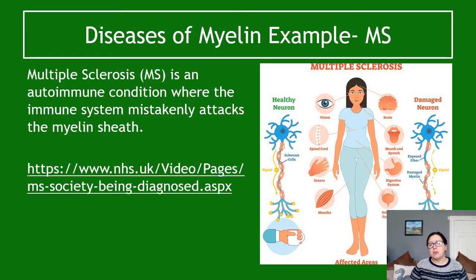An example of a disease that affects the myelin sheath, this is a little bit extra, is multiple sclerosis. Now this is an autoimmune condition, and we'll look at autoimmune conditions when we look at the immune system in the second half of this unit. But this is where the immune system accidentally attacks the myelin sheath. For some reason, the immune cells recognize it as foreign and attack it, and this breaks down the myelin sheath.